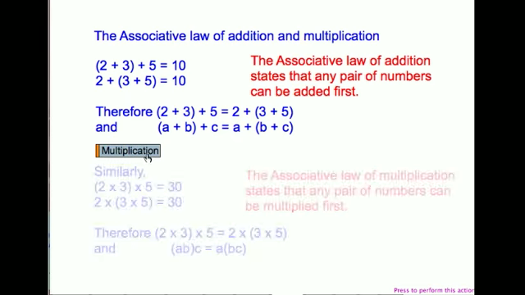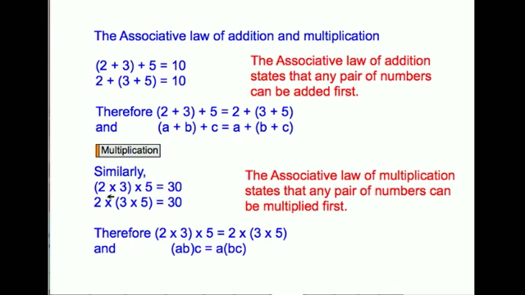The same can be seen for multiplication. 2 times 3 times 5. Multiplying 2 and 3 first, we have 6 times 5 equals 30. And if we multiply the last two numbers, we have 2 times 15 also equals 30. Therefore, once again in multiplication, we can multiply any pair of numbers first.